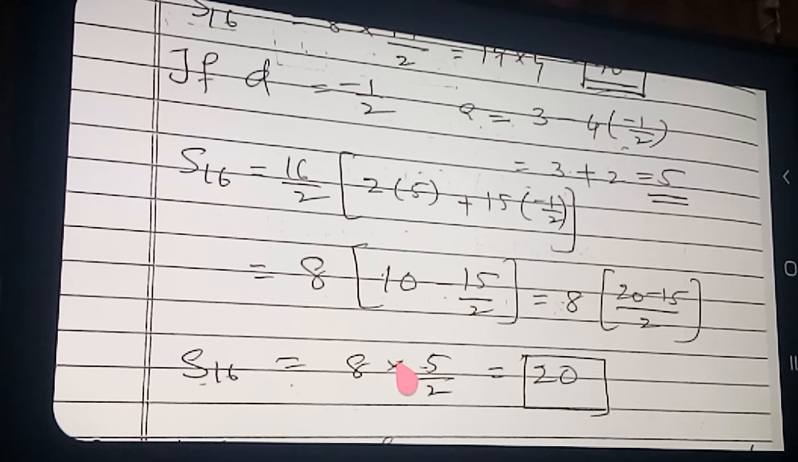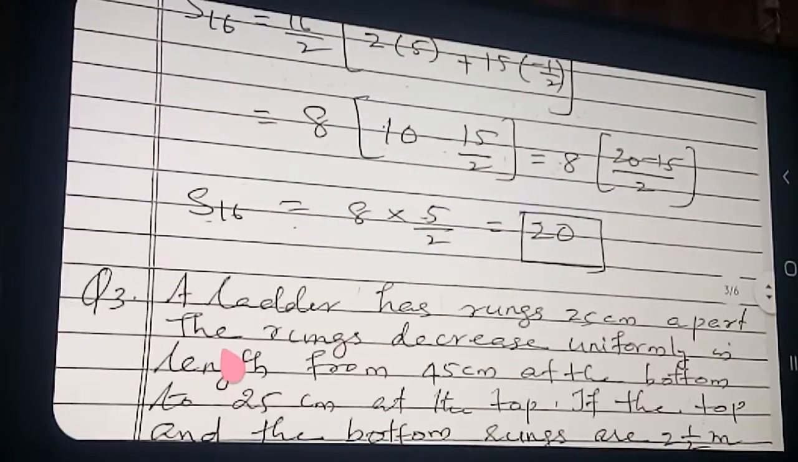Therefore you got the sum of 16 terms. If d is 1 by 2 and d is minus 1 by 2, in both cases we found out the value of S16. Okay students, copy it. Okay, we will move to the next sum now.